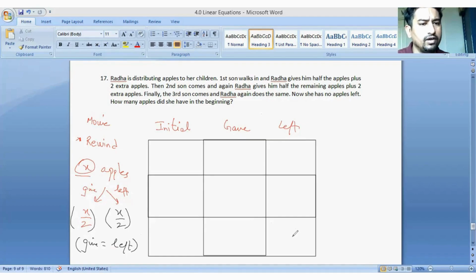Pause every time whenever you fill a value and think. So here I'll fill a 0. Why? Because here she did not have any apples. At the last, she did not have any apples. Now when I'm rewinding, what do I see?